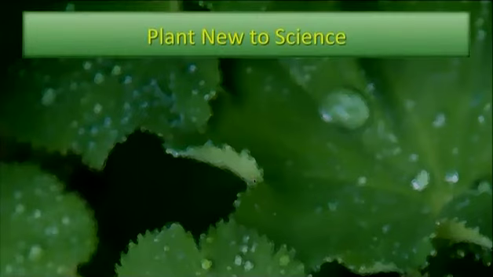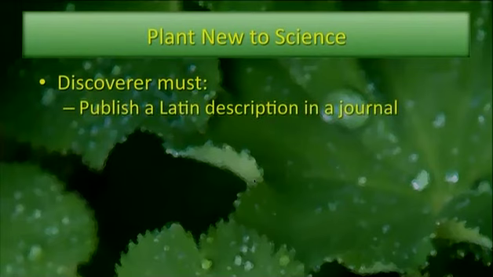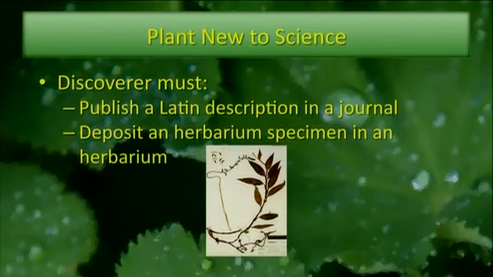Now a plant that's new to science, somebody who discovers a new plant has to, first of all, publish a Latin description in a journal or other publication that is in circulation and available to the public. They also must deposit something called an annotated herbarium specimen in a place called an herbarium. It's called a typed specimen.